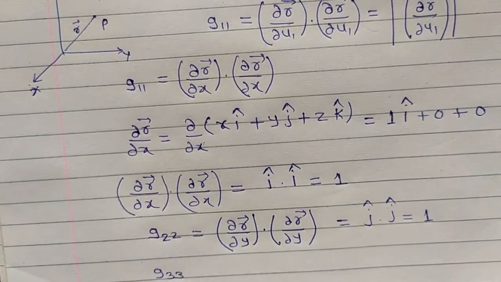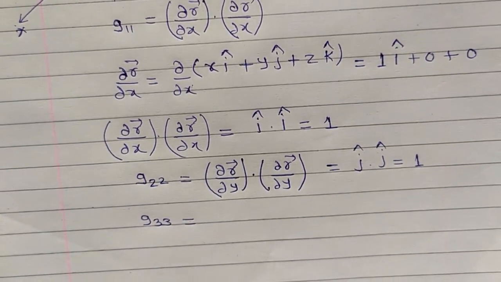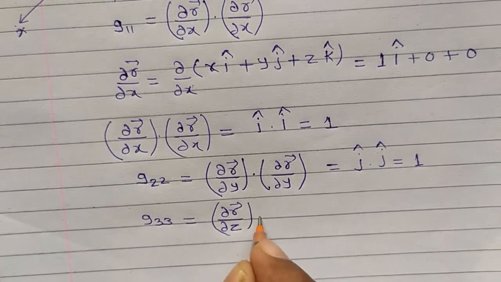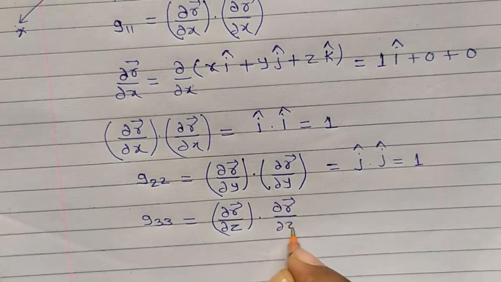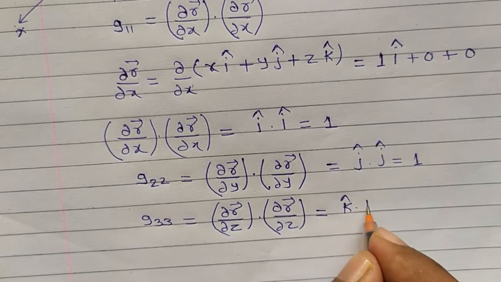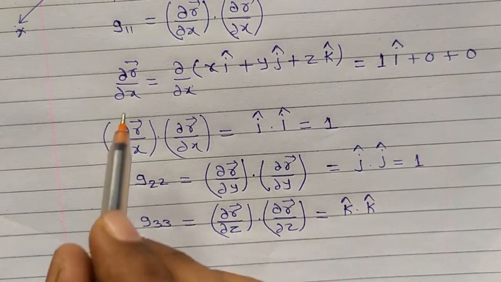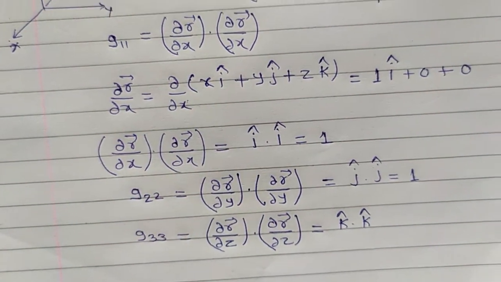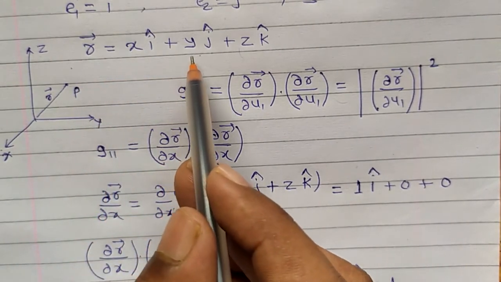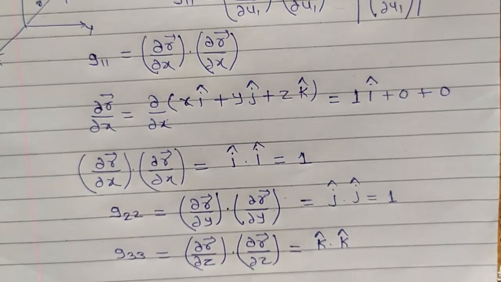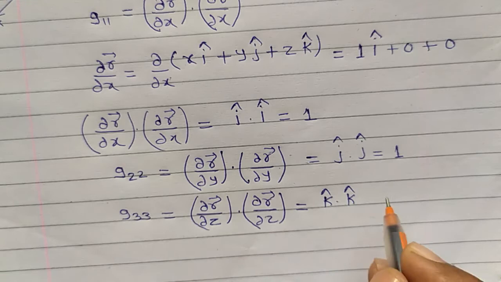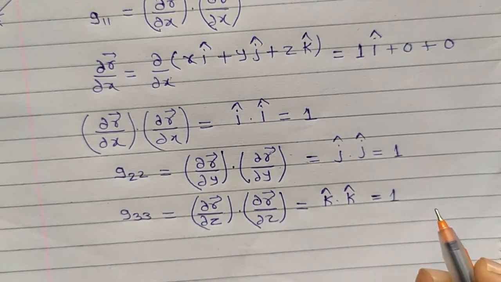Similarly, g33 will be ∂r bar by ∂z dot ∂r bar by ∂z, and which will be equal to k cap dot k cap. Remember, you have to just differentiate r bar. Our expression for r bar is x i cap plus y j cap plus z k cap. You have to differentiate this r bar with respect to z, and you have to take the dot product of the similar things. Then you will get again 1 over here.